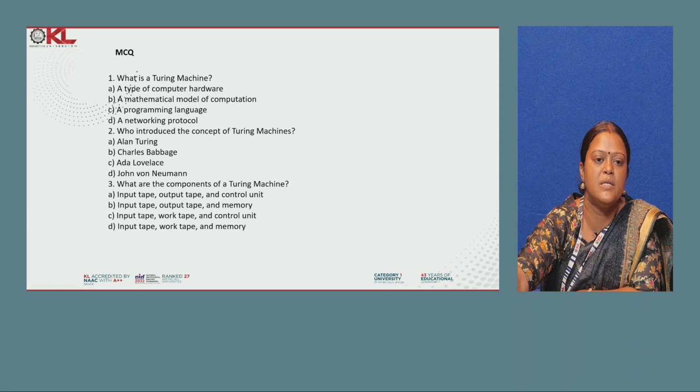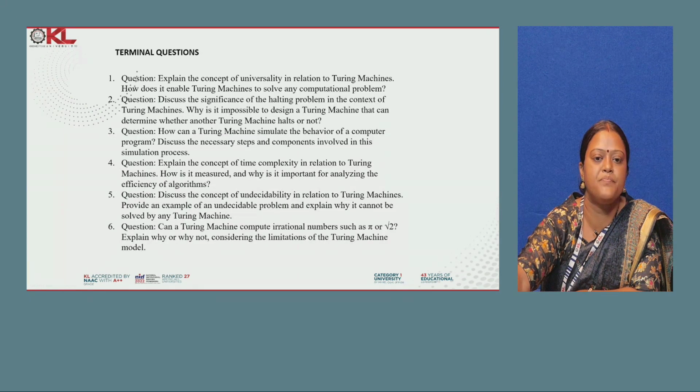So these are some simple MCQs that you have to solve after this tutorial, and finally these are some given terminal questions.